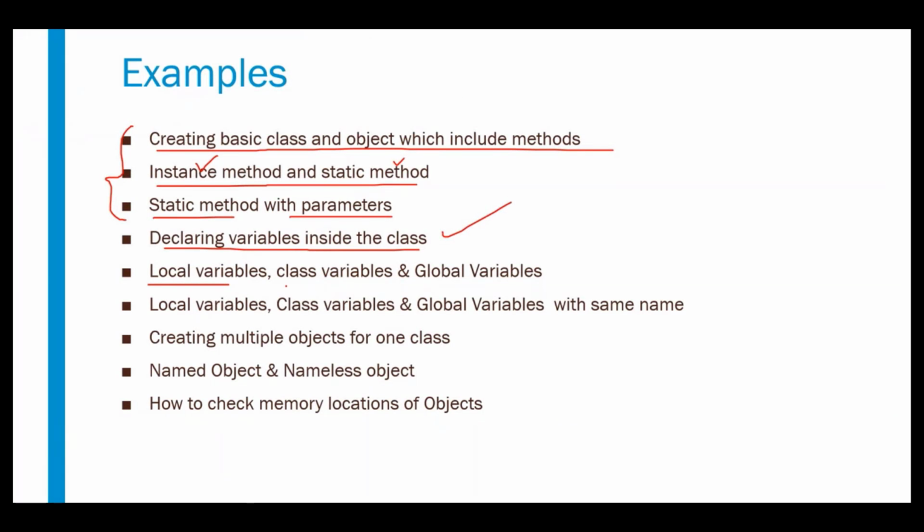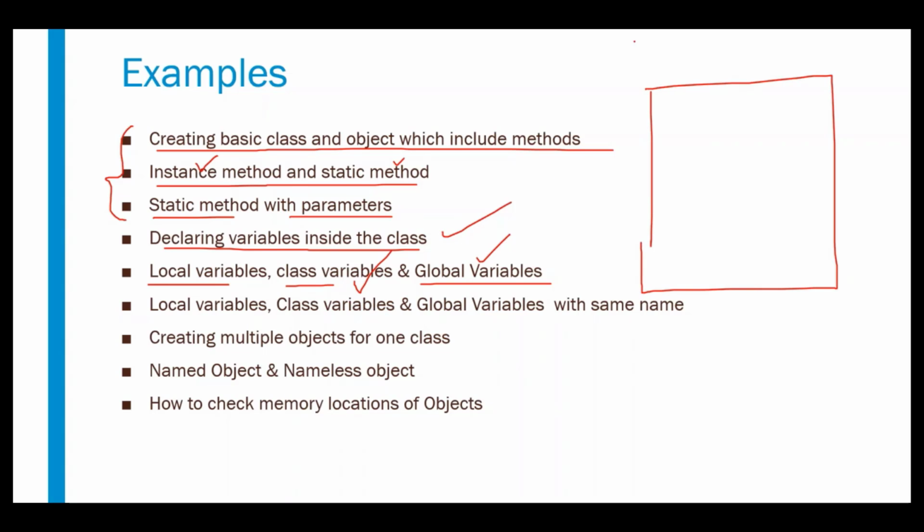So local variables, class variables, global variables. We have three types of variables. What is a local variable? Local variable means whatever variables we create within a method. And whatever variables we create inside the class are called class variables. And whatever variables we create outside of the class are called global variables. Okay, normally what is a class here?